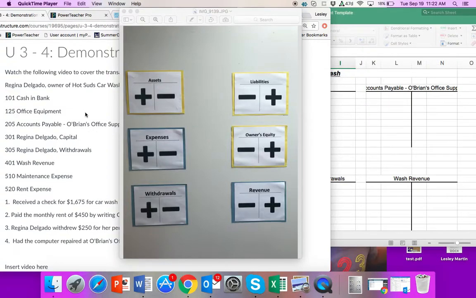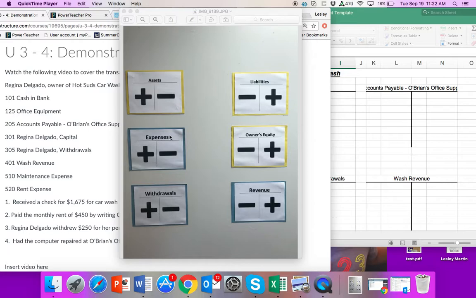So you'll see in this image here, which I'm going to post into Canvas, that I have my yellow ones: assets, liabilities, and owner's equity. These are your permanent accounts, meaning that they continue from year to year. So like cash and bank will always have a balance. Capital will always have a balance. Our debts and accounts payable, which is our liability, will always have a balance.